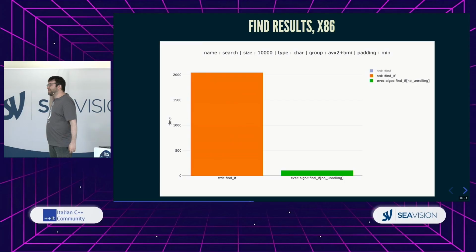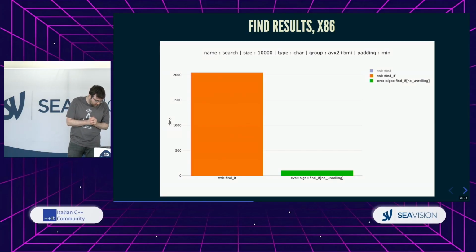So this is the comparison. On the left here, I have, it's a big one, this is std find if. I used an if in there because then the compiler cannot do anything clever. I pass a predicate, and it doesn't do anything fancy. And this is what we would be writing in a loop. The difference is 20 times.